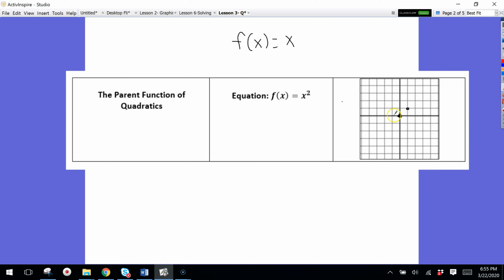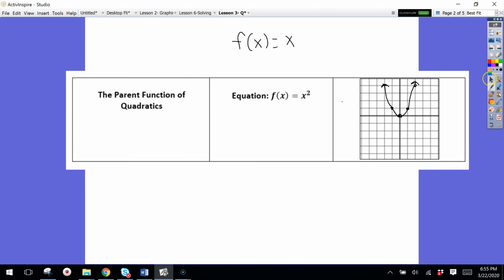Now another point that we're going to have is negative 1, 1, because if I square negative 1, you get a positive 1. And then if you plug in 2, 2 squared is 4, so 1, 2, 3, 4. If you square negative 2, you get the same thing, which is positive 4. And so this is what the graph of the quadratic parent function looks like. I'm going to go ahead and put it together, and then put arrows. So this is just a quick sketch of what that would look like.